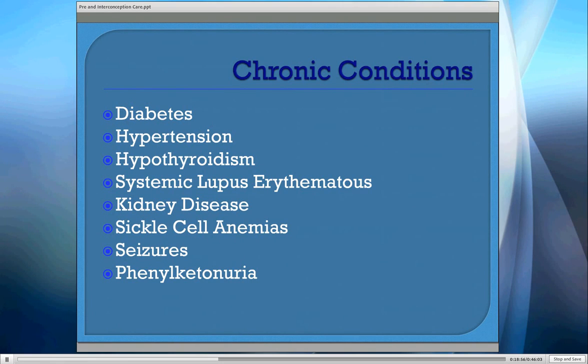Preeclampsia increases the risk for preterm delivery and other complications such as placental abruption. A report from the National High Blood Pressure Education Program at the National Institutes of Health noted that hypertensive disorders accounted for 15% of maternal deaths in the U.S. Risks to both mother and baby can be decreased when chronic conditions are well controlled.